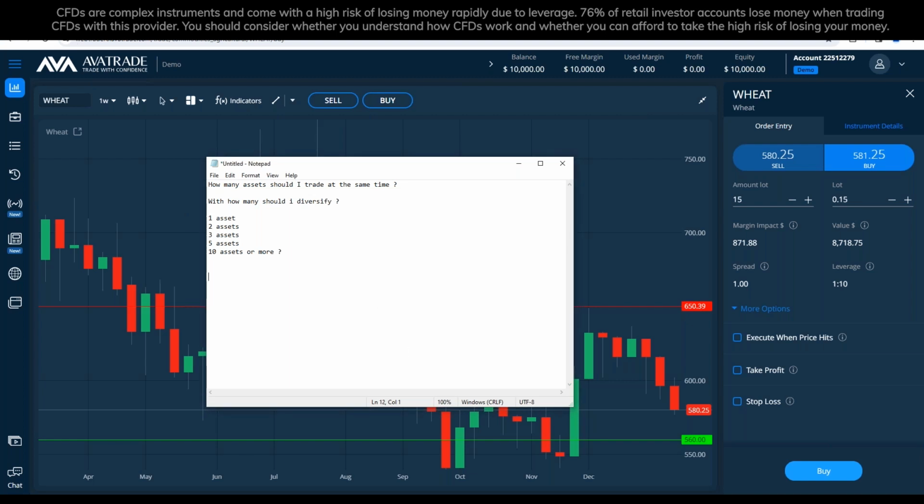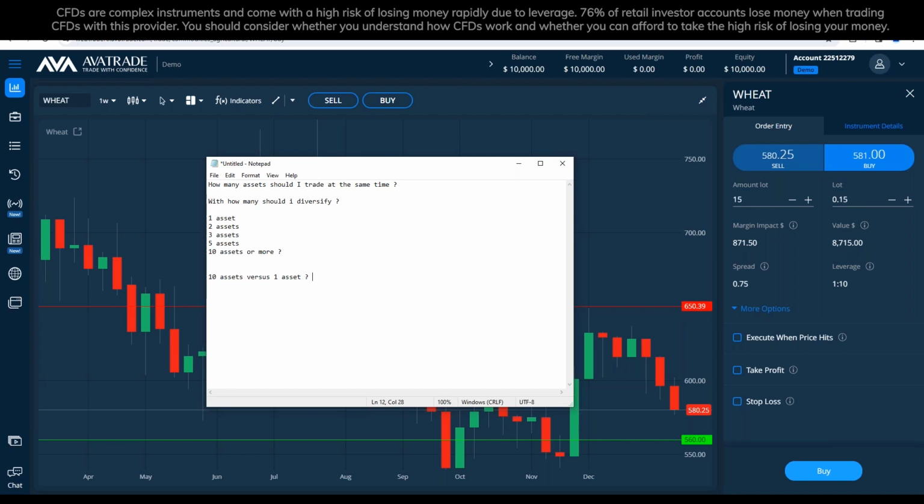Let's begin with what the calculations are. How many? If I trade 10 assets, what's the difference between 10 assets versus one asset? Can anybody tell me why I would trade one asset versus 10 assets? Any idea, guys?